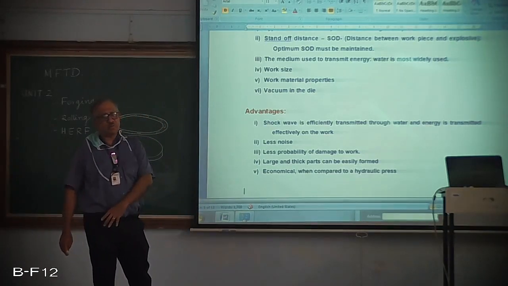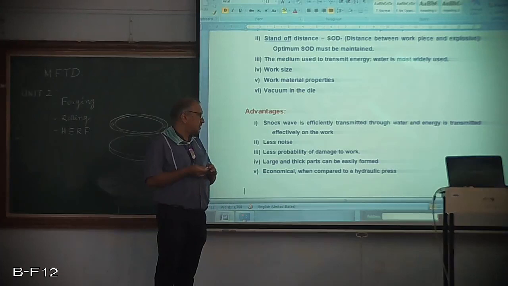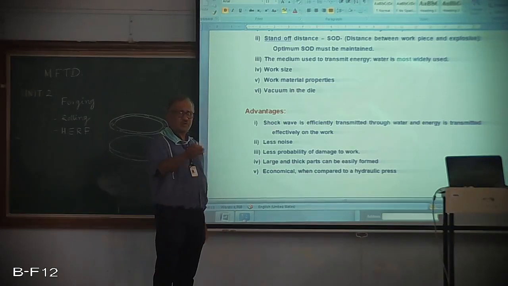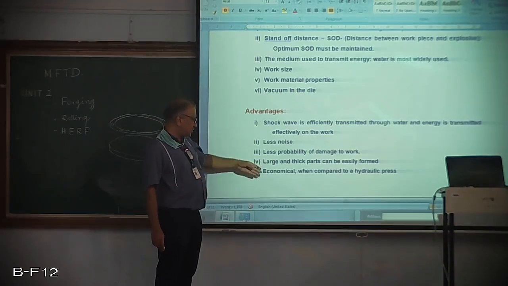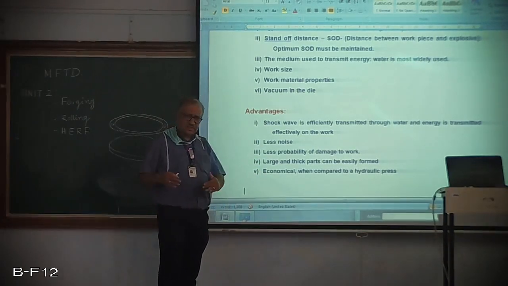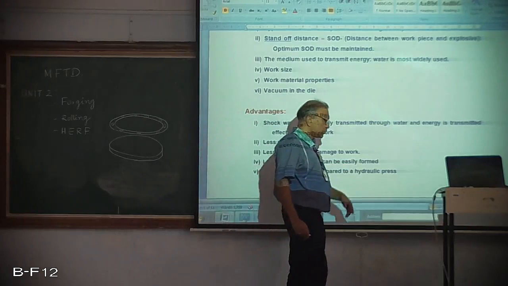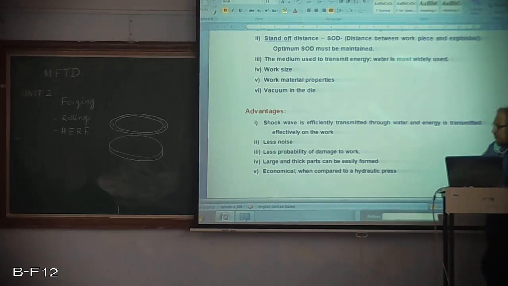By conventional deformation, it will be quite a challenge or a task to produce large and thick parts in a single step. So they require a number of intermediate steps which have their own intricacies and difficulties. So eventually, under certain cases, it turns out to be quite economical as well compared to a conventional hydraulic press. An unconfined type of explosive forming might end up becoming an economical way of deforming large parts.